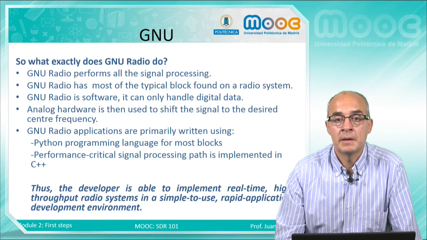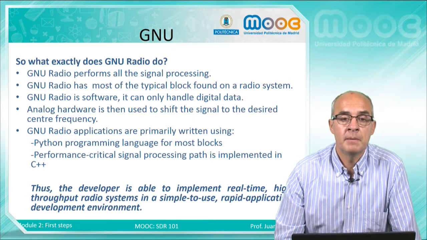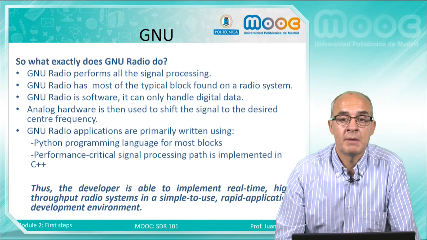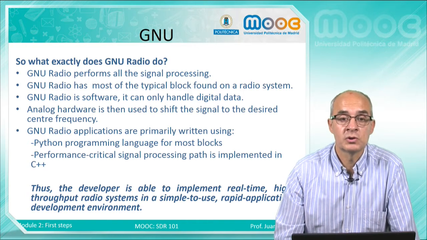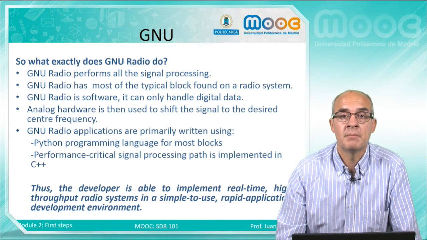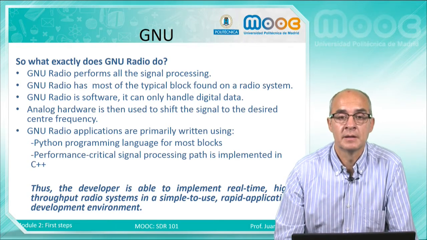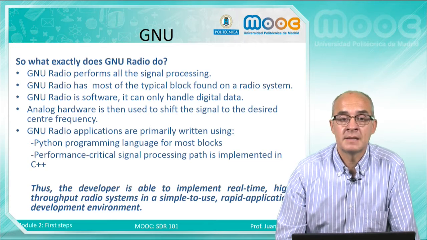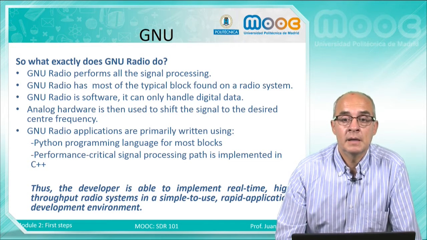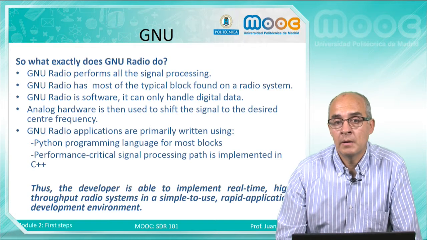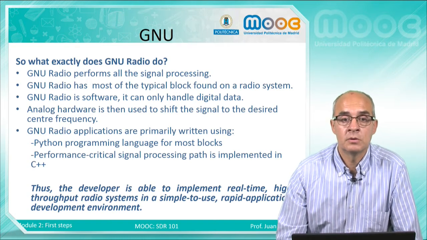GNU Radio is primarily written using Python and C++. Python is used for most blocks, and C++ is used for performance critical signal processing. So it's very high level and very fast and very efficient. Thus the developer is able to implement real-time systems and rapid applications without knowing anything about Python or C++.